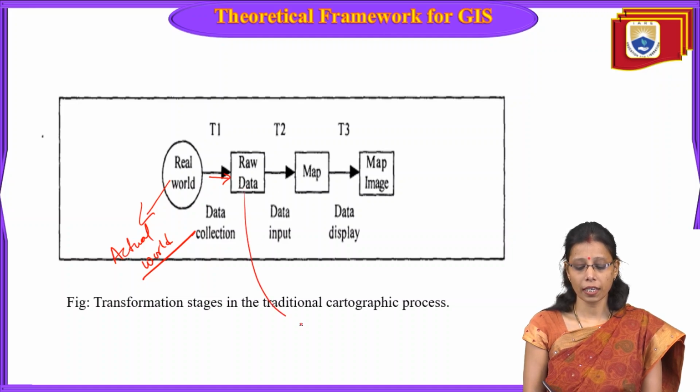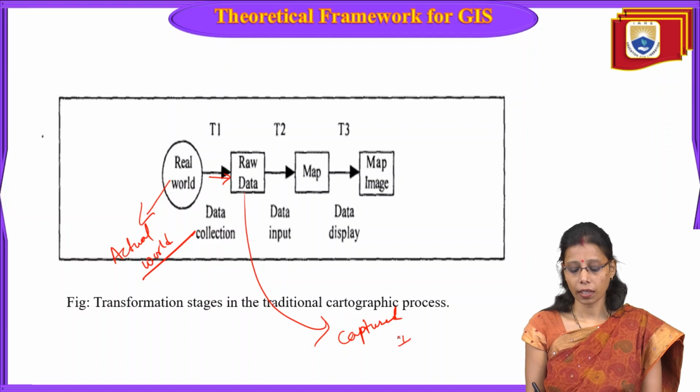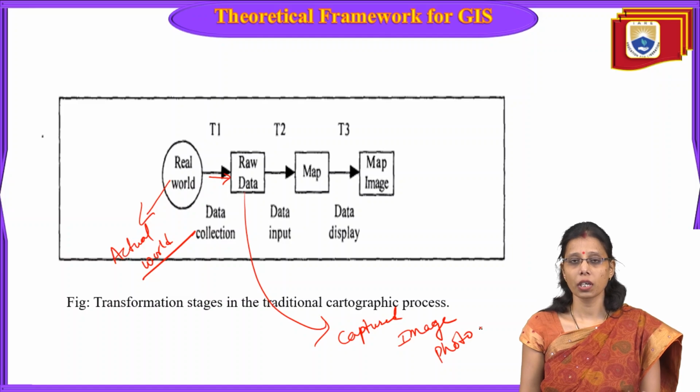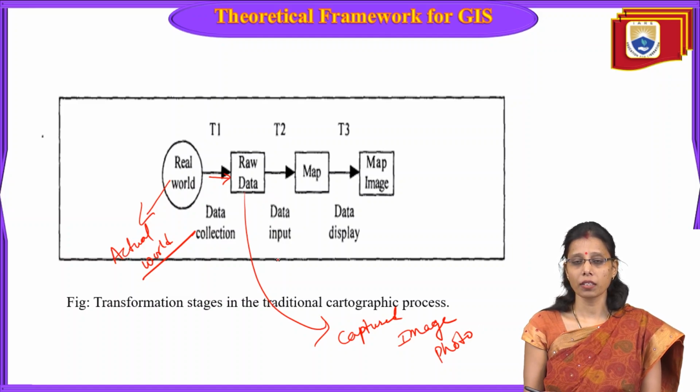So what is raw data here? Raw data is a captured image or captured photo, you can say. Through aerial photograph or satellite image, that all comes under raw data. This raw data is also known as raster data. So this raster data is further converted to the map.